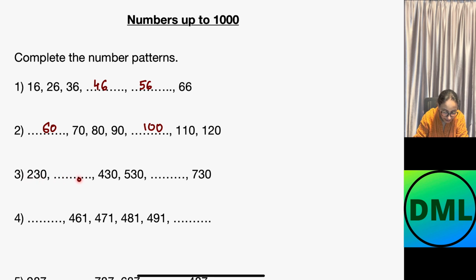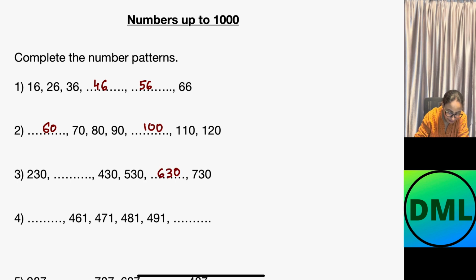230, dash, 430, 530, 730. As you can see, the 30 at the ones and the tens place is the same. There is no change here. So my numbers must have 30. Let's see the hundreds place number here. This is 2. After that dash, then it is 4 and 5. After 5 what is there? After 5 it is 6. Let's write down here 630.